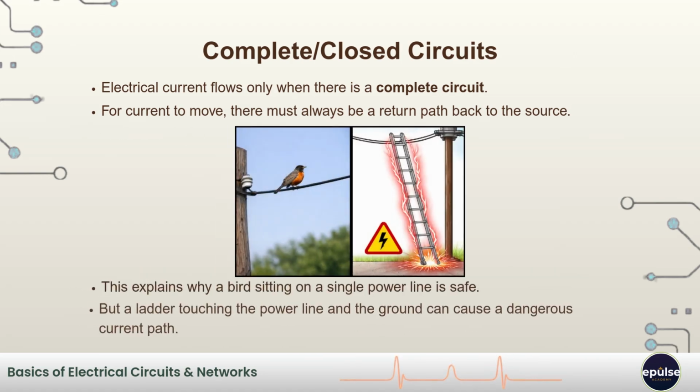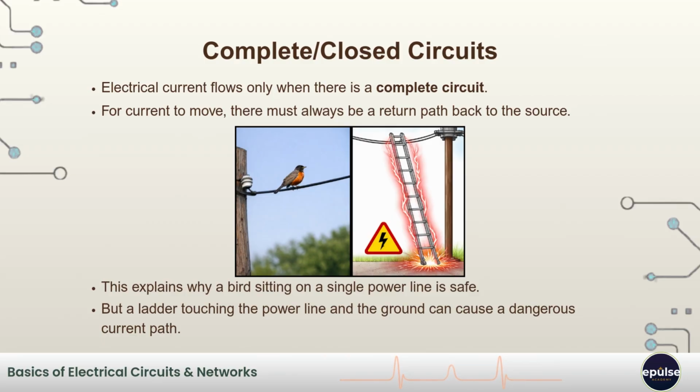This explains why a bird sitting on a single power line is safe, because it is touching only one conductor and there is no complete path for current to flow through its body. But when a ladder touches both the power line and the ground, it creates a complete path for current, which can be extremely dangerous. That is why electrical safety is so important.